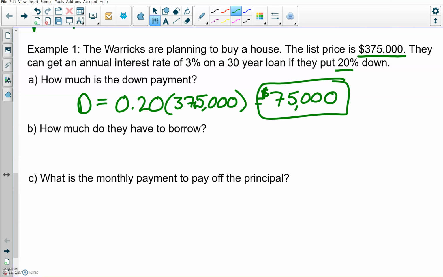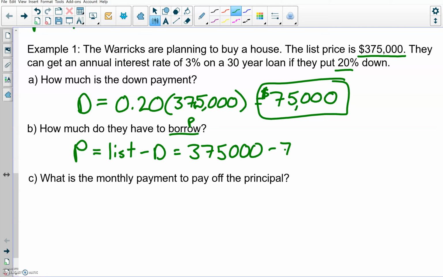How much do they have to borrow? Well, the borrowed amount is going to be the list price minus the down payment. So the principal is really what you're borrowing. In the formula, that is the principal. So it's going to be the list price minus the down payment. Because when you put money down, you're not going to pay interest on that. You're giving that to the bank or the loan company right up front in order to avoid paying interest on it in the future. So the amount you're actually borrowing that you need to get from the bank or loan company is $300,000.